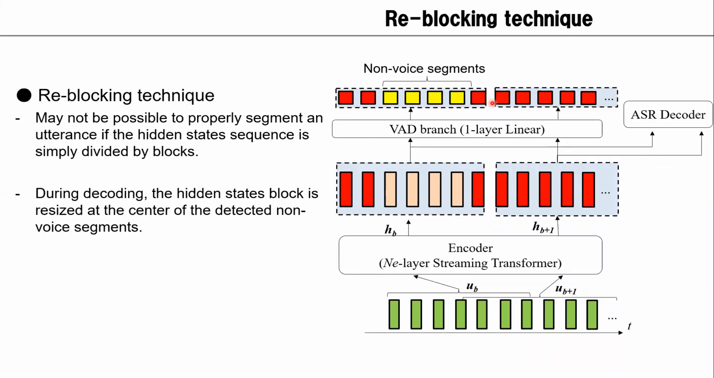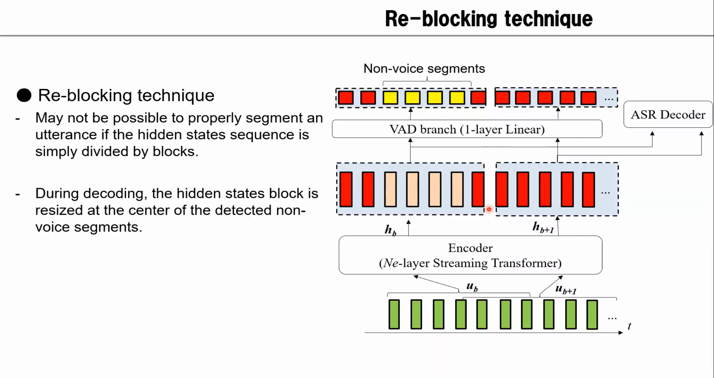Since the duration of a single block is about 1 to 2 seconds, it may not be possible to properly segment an utterance if the hidden state sequence is simply divided by blocks. In this figure, the left block contains 4 consecutive non-voice segments as shown in yellow. However, since the left block contains part of the beginning of the next utterance, a simple segmentation by predetermined block would result in the split in the middle that would break the context in the next utterance.